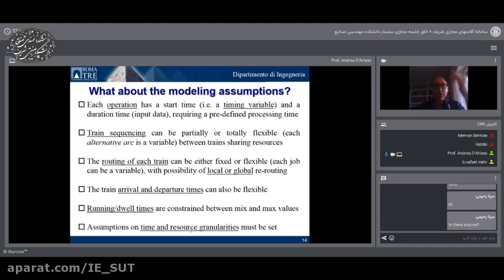So it depends on the level of optimization. If you are in timetabling, planning, or if you are in a real-time context, there might be a very different type of granularity in representing traffic flows and infrastructure.